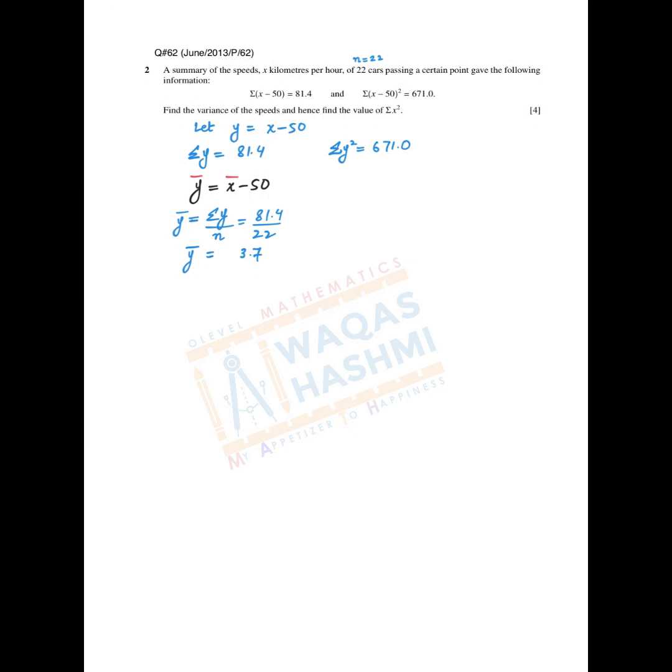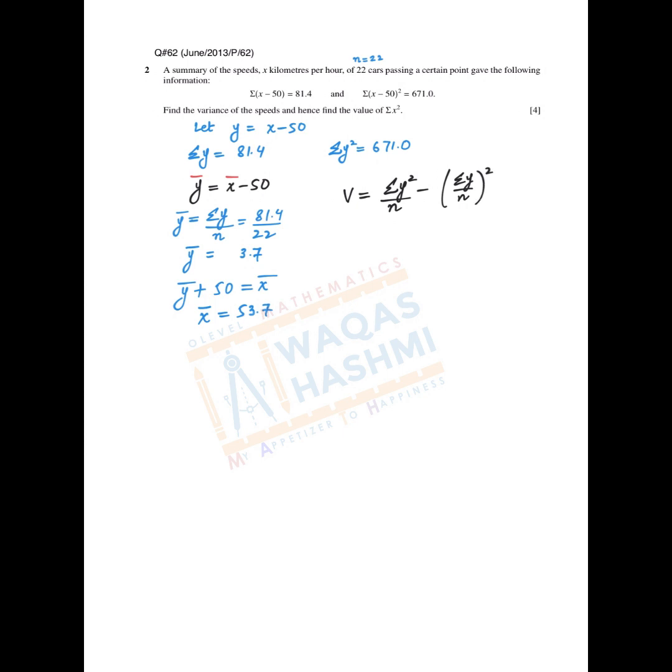And from the equation, y mean plus 50 is equal to x mean. So if you add 50, the mean value of x is equal to 53.7. The working formula of variance is summation of y square divided by n minus summation of y divided by n, whole square.